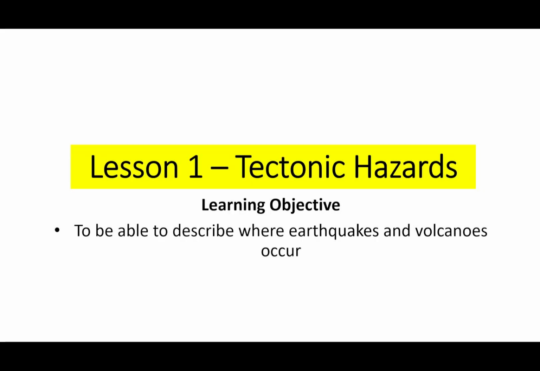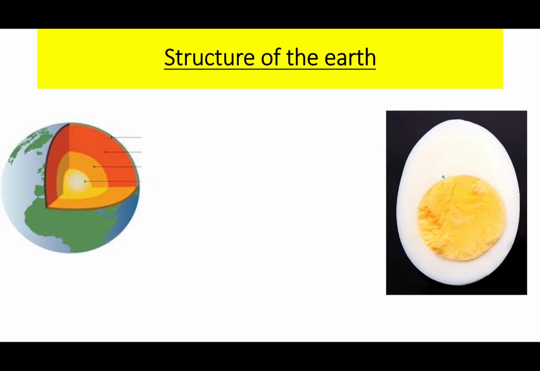Today we're doing the hazards unit and it's an introductory lesson to be able to describe where earthquakes and volcanoes occur. So the first thing we need to understand is the structure of the earth. The earth has 4 layers. I kind of refer to it as similar to a hard-boiled egg.